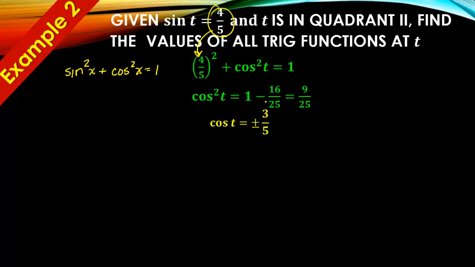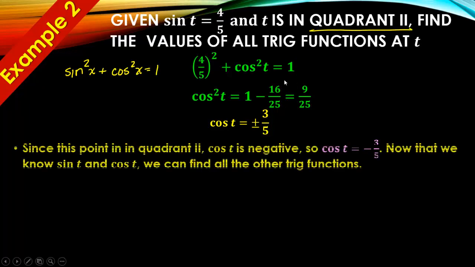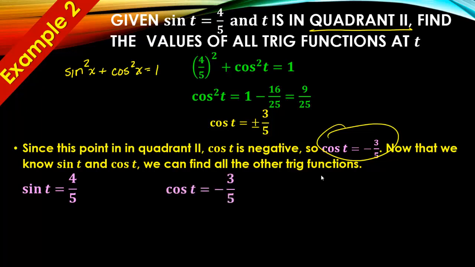I need to square root both sides. So I get the cosine of t equals plus or minus, this is important, 3 over 5. Now I'm going to use that second bit of information, that this is in quadrant 2. The cosine in quadrant 2 is negative, so we know that the cosine has to be negative 3 over 5, because we're in quadrant 2. Now that I know my sine and my cosine, I can find the rest of it.